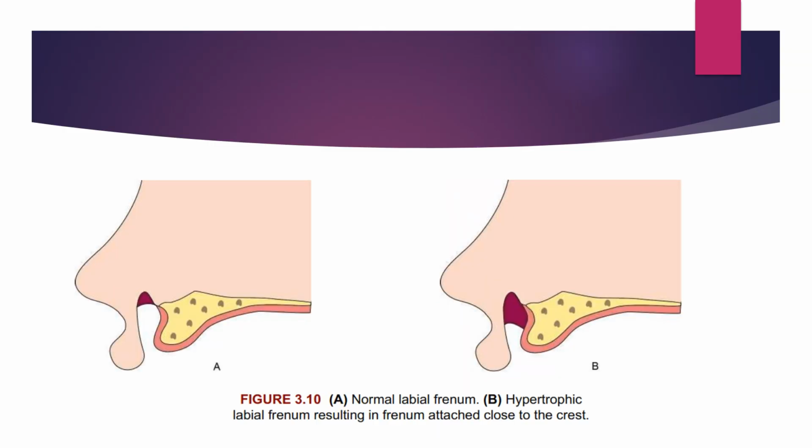So coming to some pictures involved in the mouth preparation. This is the picture showing normal labial frenum and hypertrophic labial frenum, resulting in frenum attached close to the crest. In this picture, it is clearly shown the normal labial frenum in the first picture and the hypertrophic labial frenum, which is resulting in the frenum attached close to the crest.